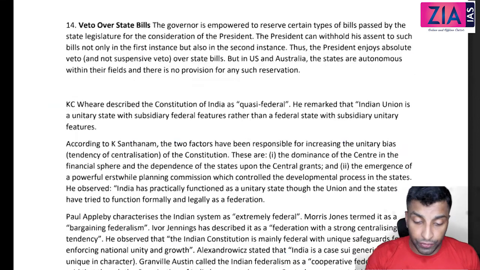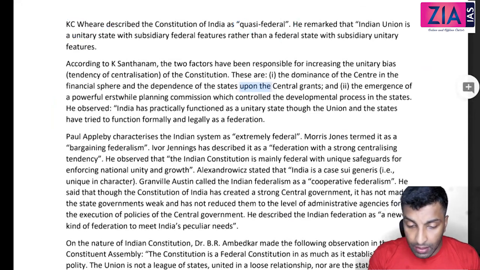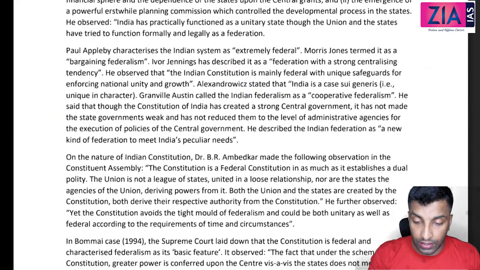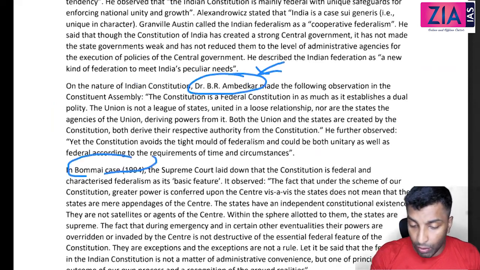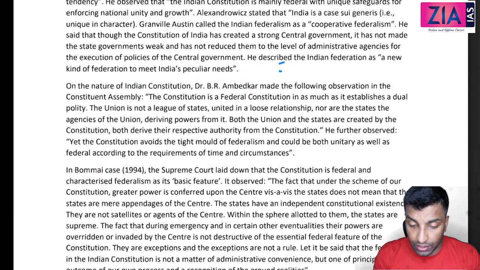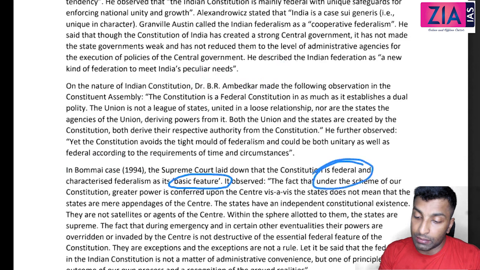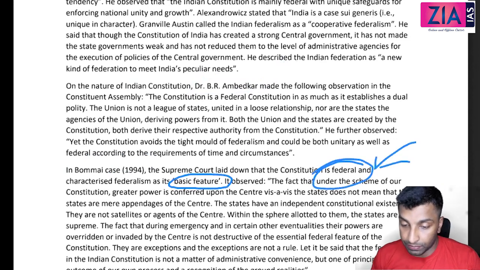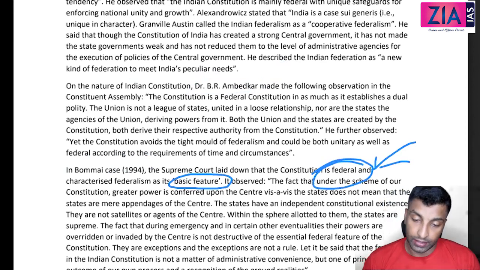Now here there are a lot of political scientists, like Wheare, who say quasi-federal. You can go with any of these, but what is the best one? This one is the best one to use, Dr. B.R. Ambedkar. I am not discussing that here, and you can also go through the Bommai case. What the Supreme Court asserts here is that federalism is a basic feature of the Constitution. Railways and communications relate to that.